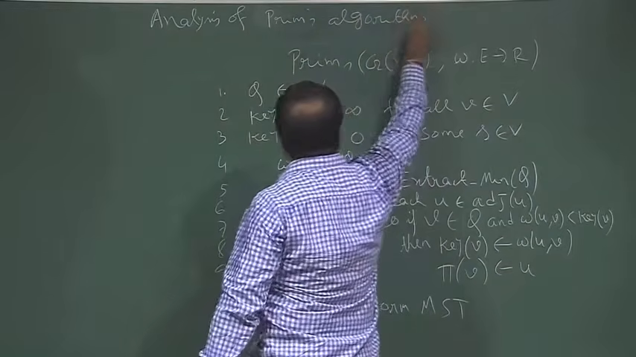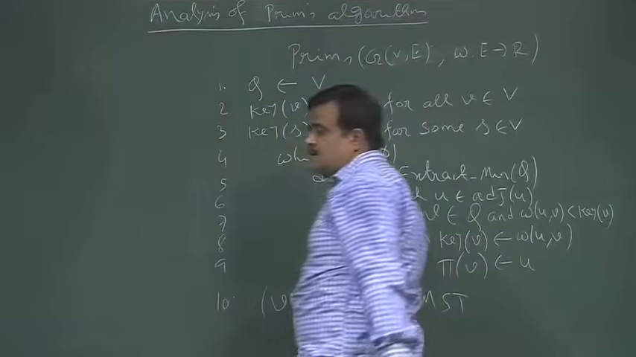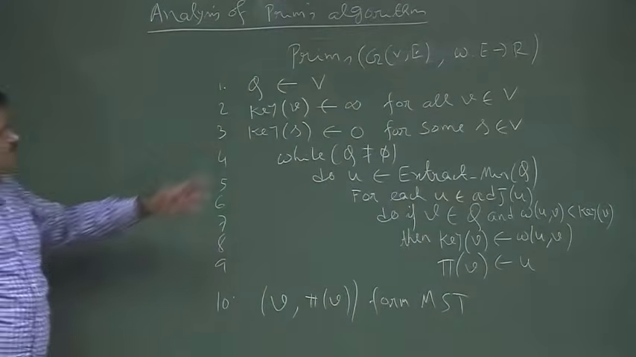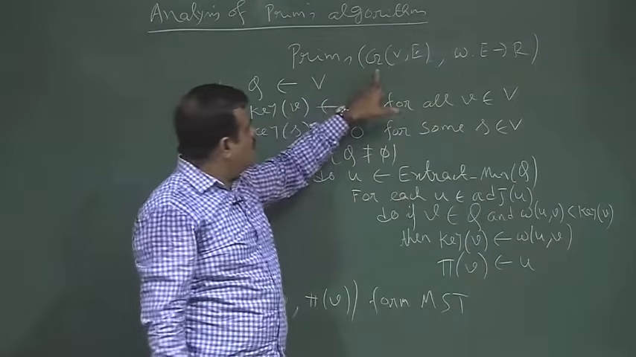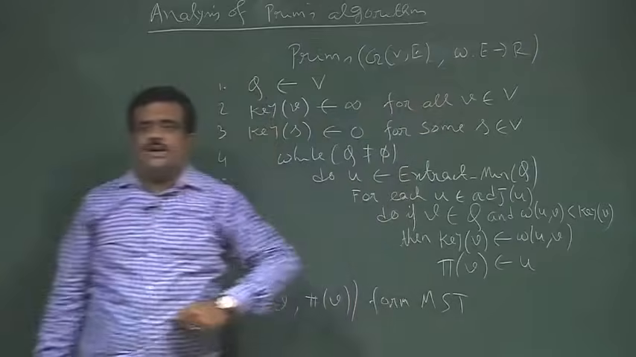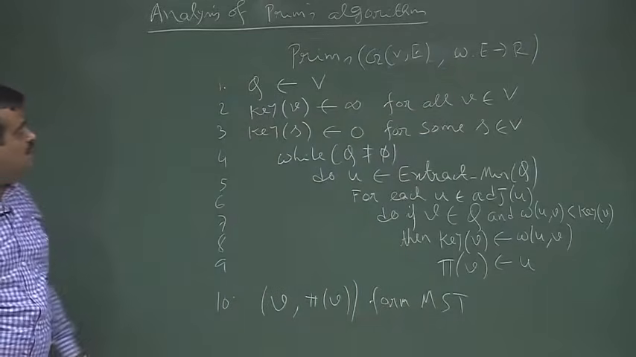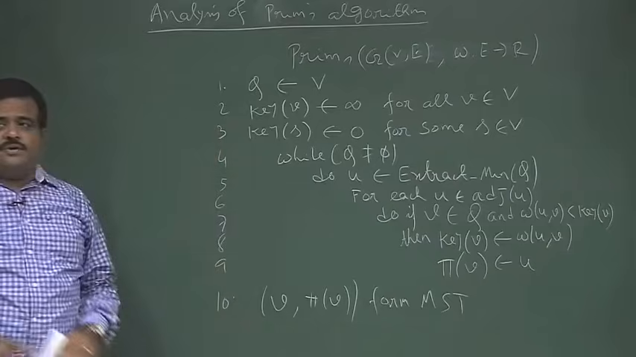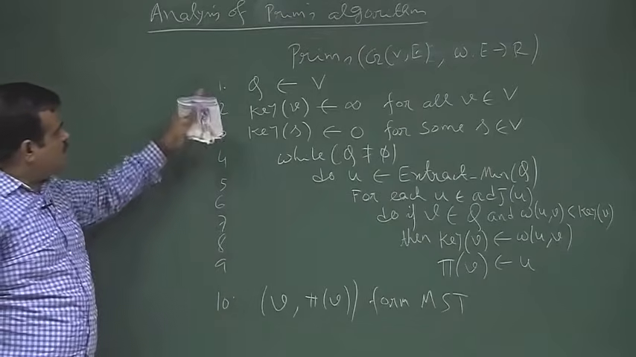As we know, Prim's algorithm is to find the minimum spanning tree. The input is an undirected graph (V, E), and each edge is associated with a weight. So the algorithm goes like this.